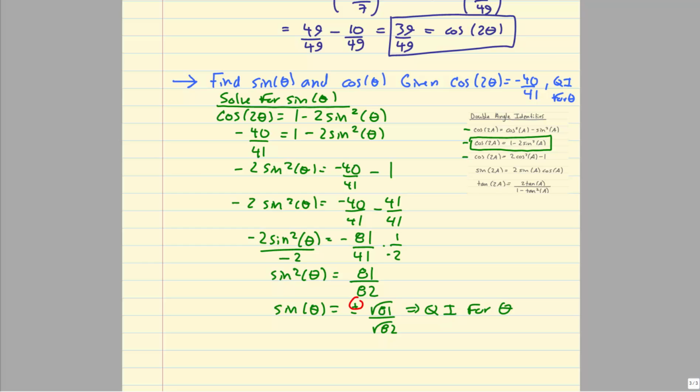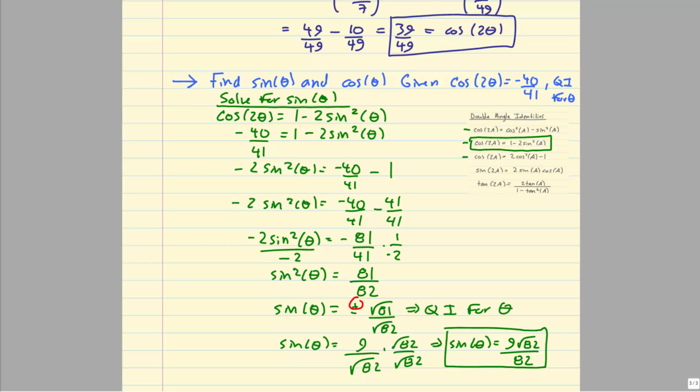So I will get sine theta equals the positive square root of 81, which is 9, over the square root of 82. I don't think there are any factors that are perfect squares; 4 doesn't go into it evenly. So we'll just leave it as 9 over root 82, and we'll rationalize that denominator. So this means that sine of theta equals 9 square roots of 82 over 82. Okay, so now we have solved for sine theta.